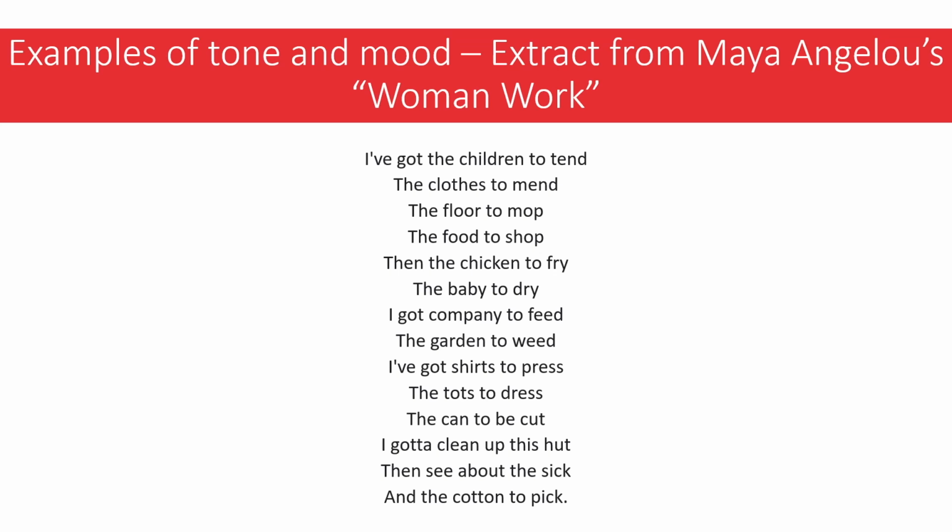This is about a woman who is forced to do these jobs, and then not only is she forced to do the jobs of a woman, she's also a slave having to pick cotton. So what is the tone of this particular piece? What kind of emotions does Maya Angelou want us as the reader to understand from her point of view?